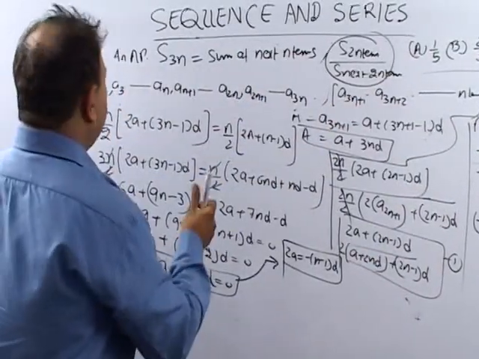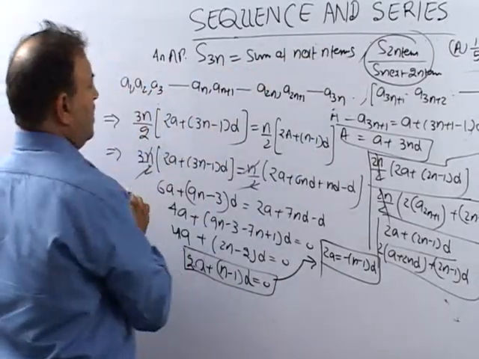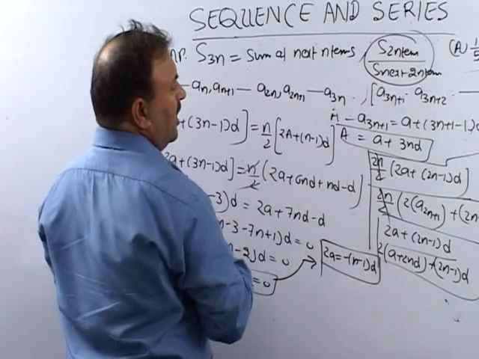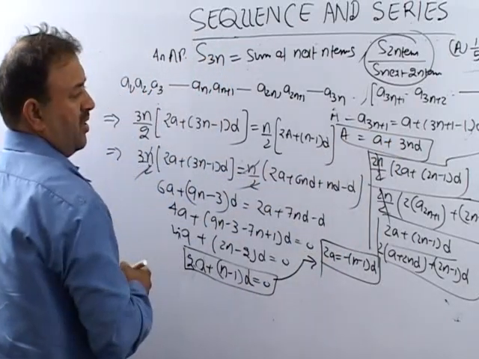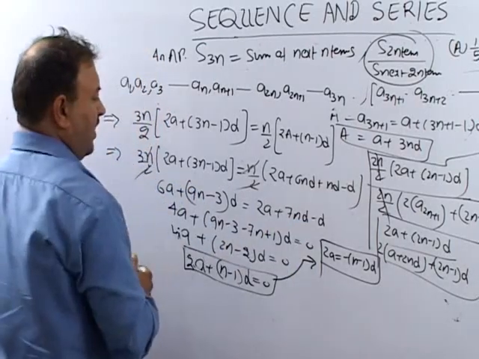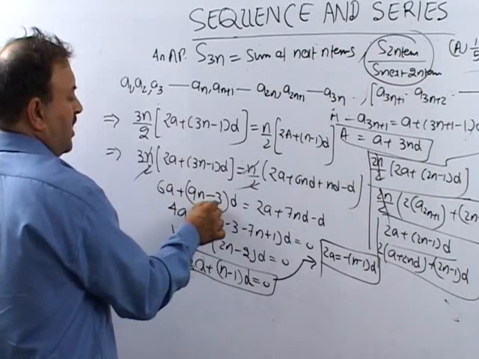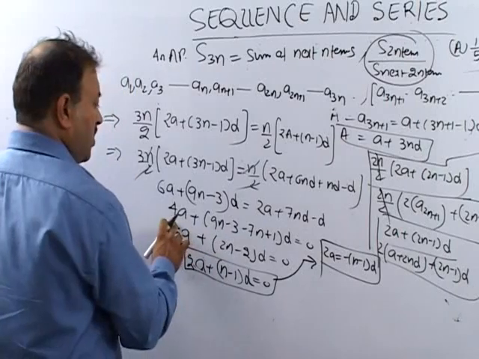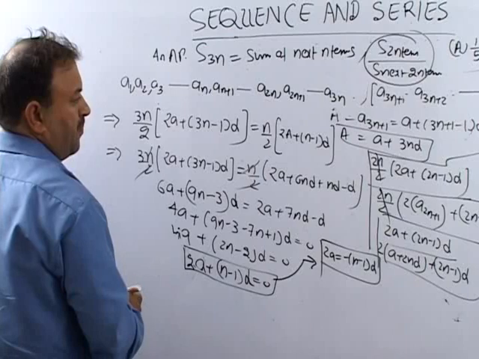So as given here, the sum of 3n terms is equal to the sum of next n terms. That means we find the sum of 3n terms directly. For the next n terms, the first term will be a plus 3nd. That means we get 2a plus 6nd plus nd minus nd. n by 2 cancels out, 3 multiplied by this one, 6a plus 9nd minus 3d, and we got 2a plus 7nd minus d. 4a plus 2n minus 2d and 2a plus n minus 1 d.